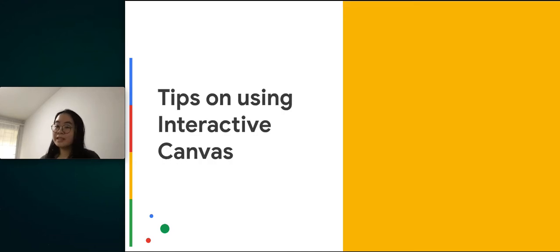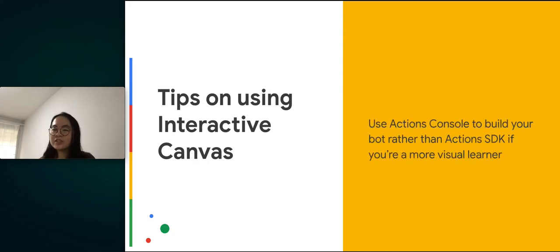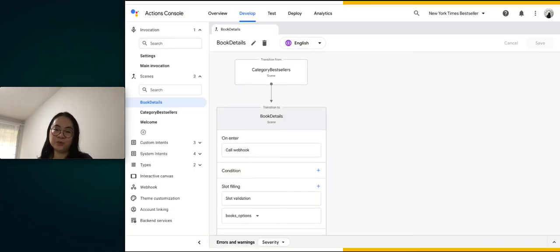But with all of that said, if I were to start another Interactive Canvas from scratch, here are some tips I would recommend trying. Firstly, use the Actions console rather than the Actions SDK, especially if you're a more visual learner, because I do feel that it is more than sufficient to build up the base of your bot and all of the conversational flows that you need. And afterwards, you can switch to code to build up your web app or even add more functionalities that the SDK can provide.